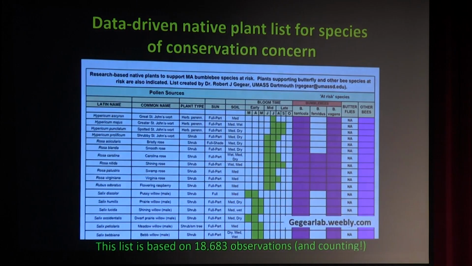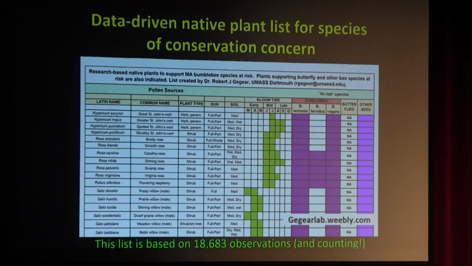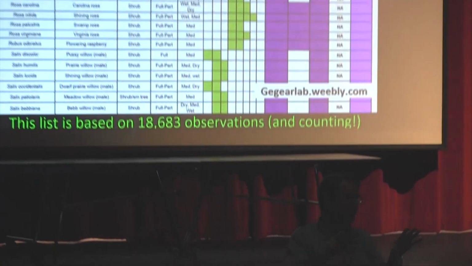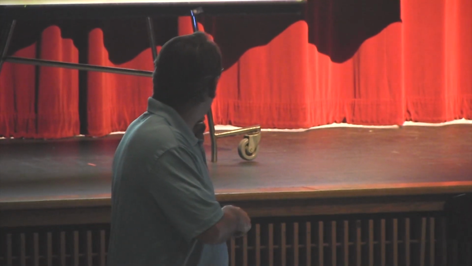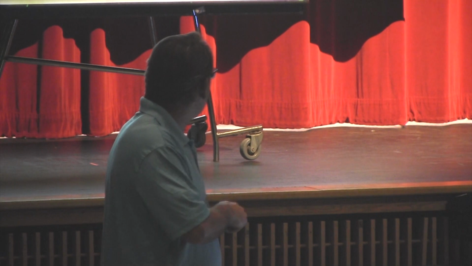So all these data went into my plant list that I have available. It's also on my website, which is shown down here. 20,000 observations, and here you just have to go through, and I'm working on an automated system where you can say, here are the soil conditions, sun, light conditions, give me some options through the season. I'm not there yet, but there's enough information on the handout and on my website for you to piece together something that would help to support the bees and butterflies at this point.